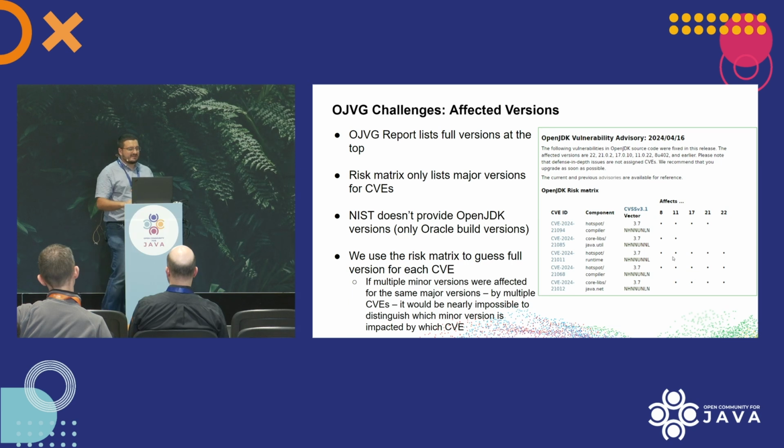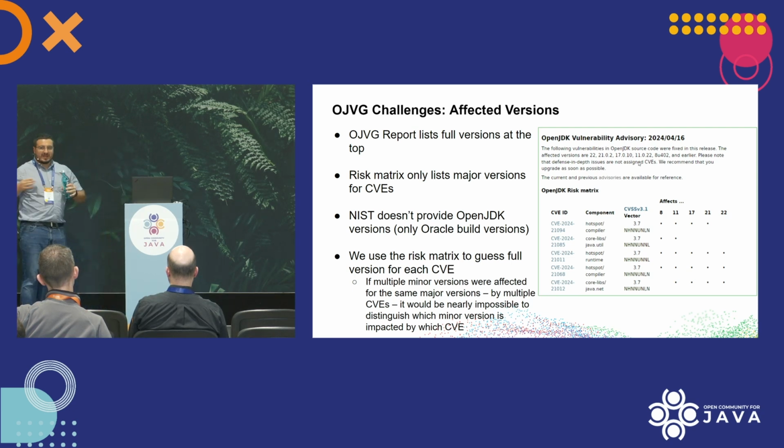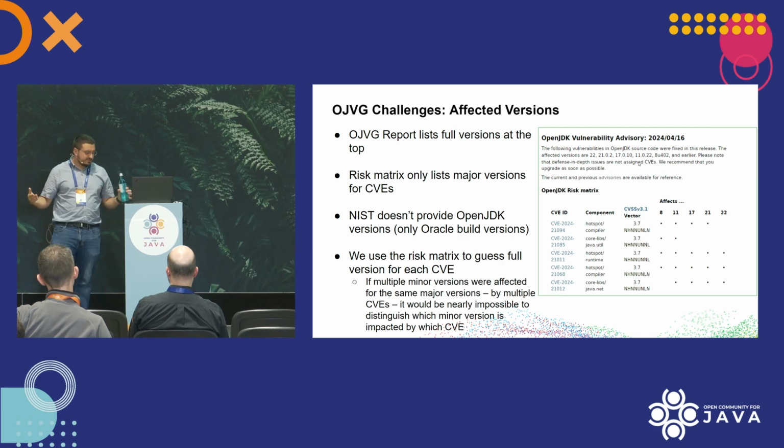So yeah, this is that affected versions. I forgot how to slide on it, but basically you can see that we use the risk matrix combined with the affected versions to guess which minor versions are affected by which CVE. The other challenge we actually face is that we're talking here about OpenJDK versions. There's no way to actually cross-check this with the NIST database, because NIST will say, this is Oracle JDK version X or some other JDK build version, which might not necessarily correspond one-to-one with the OpenJDK version.